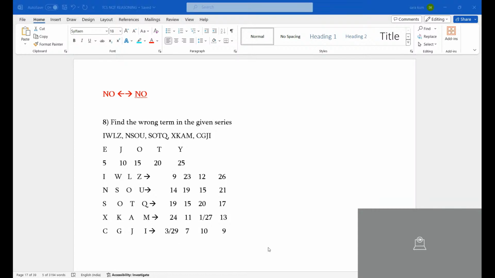When you look at it column wise, what here is the logic, guys? When you look at it column wise, it is very clear: 9, 14, 19, 24, 29, right? So it is plus 5. Similarly, look at this column wise: 23, 19, 15, 11, 7. So it is minus 4. Here it is minus 4.